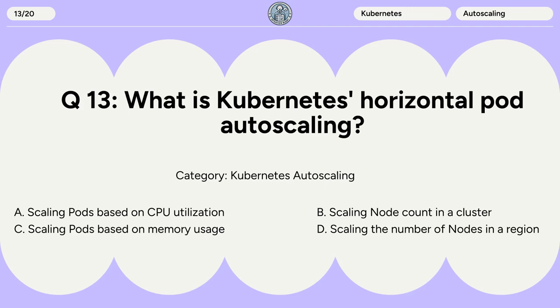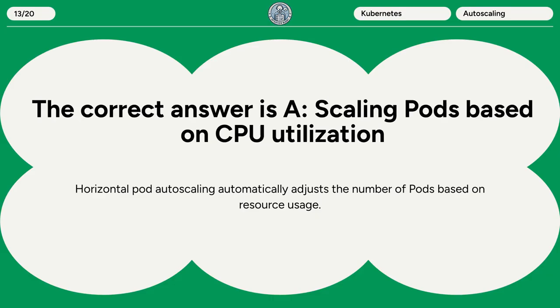Question 13. What is Kubernetes horizontal pod autoscaling? A. Scaling pods based on CPU utilization. B. Scaling node count in a cluster. C. Scaling pods based on memory usage. D. Scaling the number of nodes in a region. The correct answer is A. Scaling pods based on CPU utilization. Horizontal pod autoscaling automatically adjusts the number of pods based on resource usage.